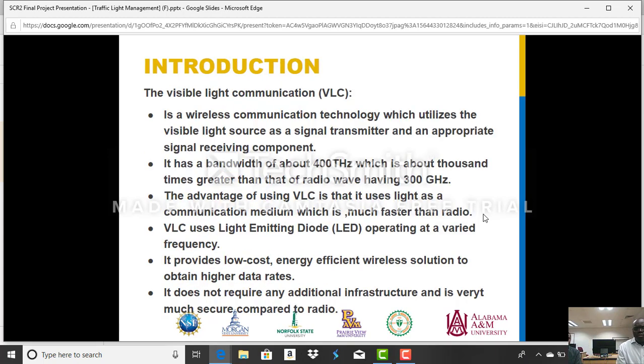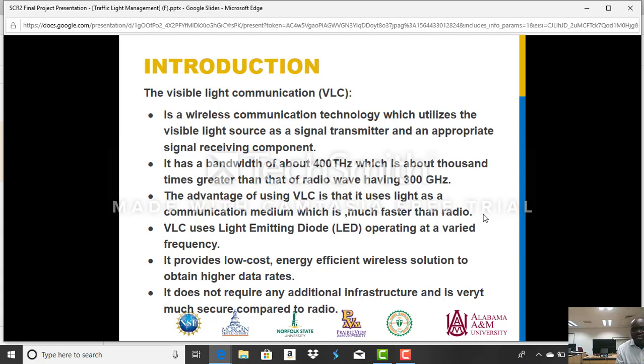So just the introduction of what visible light communication is. Visible light communication is a wireless communication technology which utilizes the visible light source as a signal transmitter and appropriate signal receiver component. And the receiving component could be any electronic gadget, for example, your phone, computer, and stuff like that. The visible light has a bandwidth of about 400 terahertz, which is about 1,000 times greater than the radio wave, having only about 300 gigahertz.